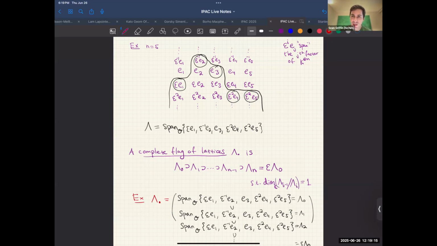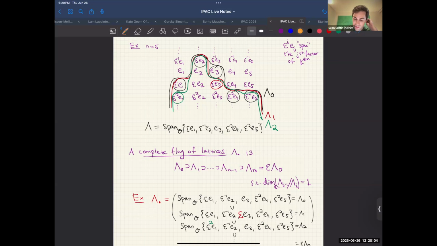Okay, so how could I make a flag of lattices? For example, I could remove E3 from the lattice. So maybe the black is lambda 0, and then the red is lambda 1, where I've removed E3. And then my new generator of the lattice is epsilon E3. And then I could remove epsilon E1, and now my new generator is epsilon squared E1 and so on.